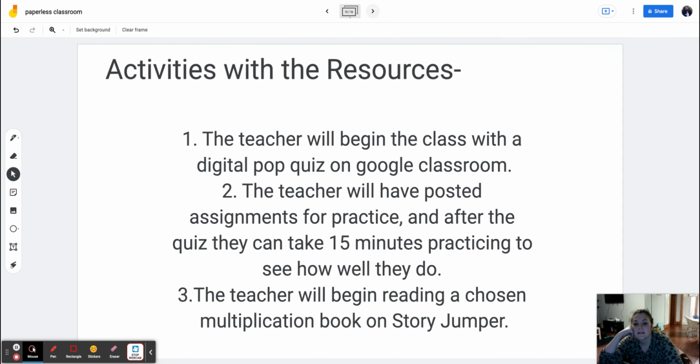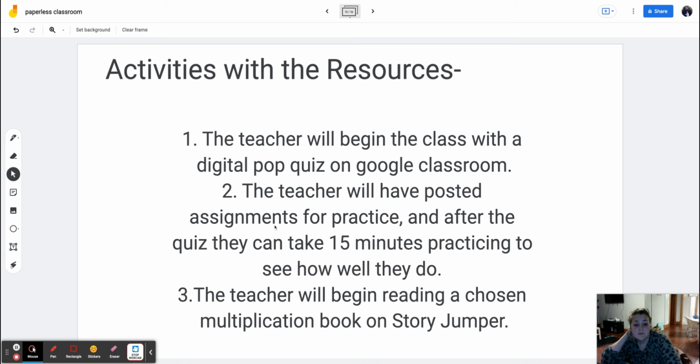So, activities with the resources: the teacher will begin the class with a digital pop quiz on Google Classroom. I do want to preface it, this is a pop quiz and it's not actually for a grade. Students won't know what's happening, but it's to judge how well the students know the material. The teacher will have posted assignments for practice after this, and after the quiz they can take 15 minutes practicing to see how well they do. This is like a link to Storyjumper or Edshelf where they have all the games and resources. There's some really fun ones out there, and personally I would like to play them.